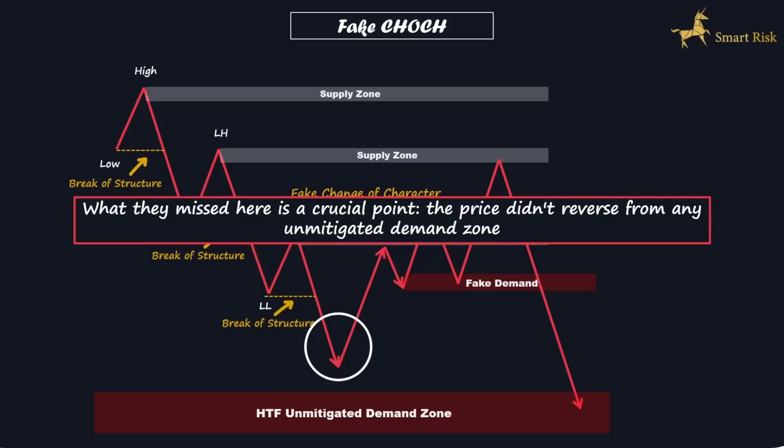Inexperienced traders could have avoided this if they had a better understanding of market sentiment. They would have noticed that their identified change of character was not valid because the price hadn't reached the higher time frame demand zone yet. Now let's move into the next confluence criteria for identifying change of characters with high probabilities.